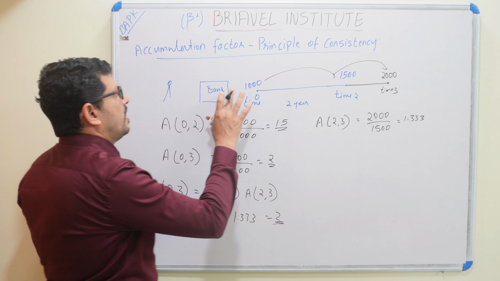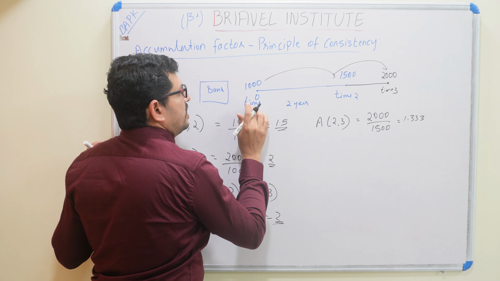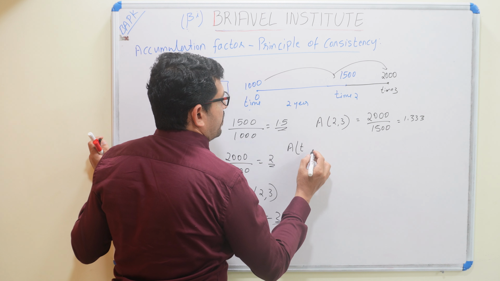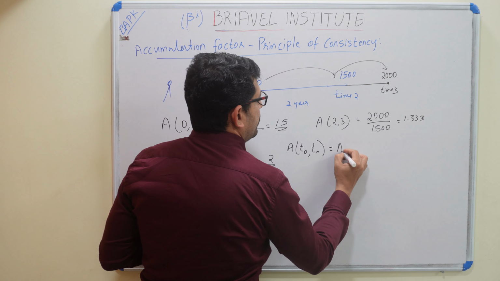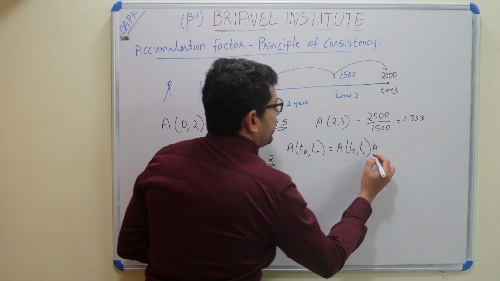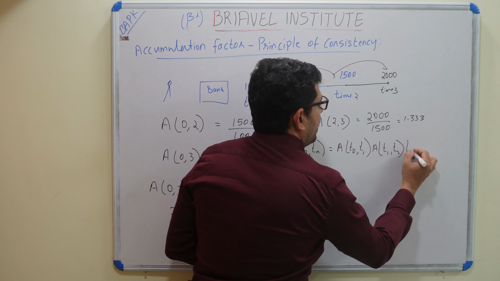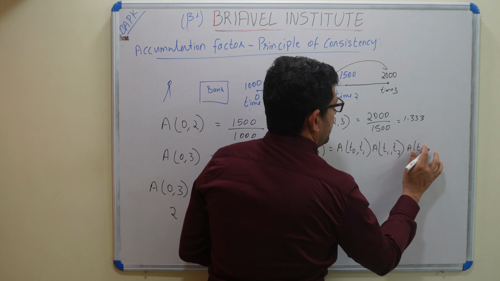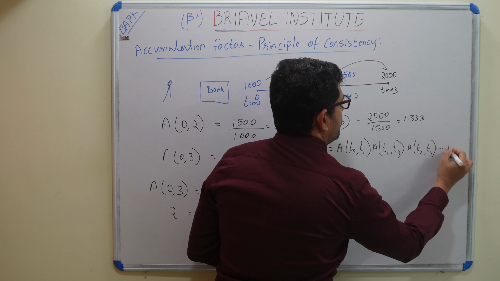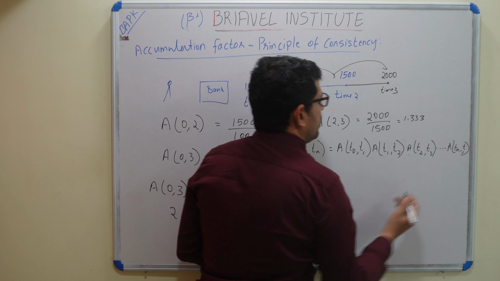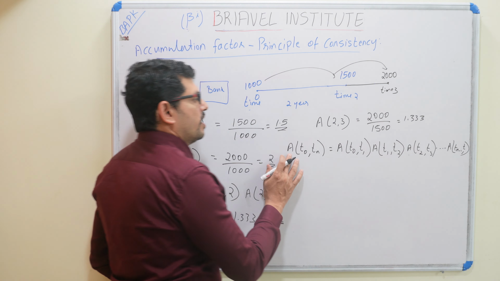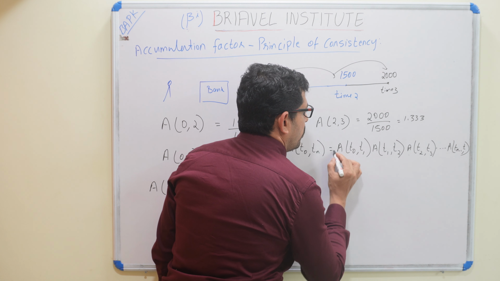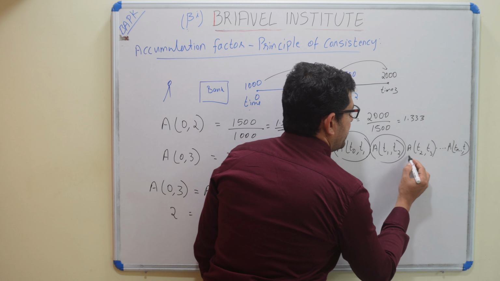The principle of consistency says that in the accumulation factor, the period T0 to Tn is divided into A T0 to T1, multiplied by A T1 to T2, A T2 to T3, and so on up to A Tn minus 1 to Tn. So the accumulation factor from 0 to n is equal to the product of each individual, intermediate period.